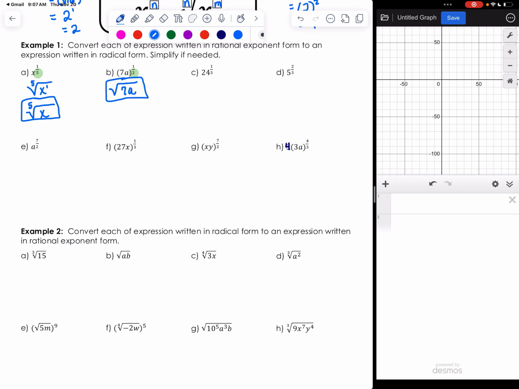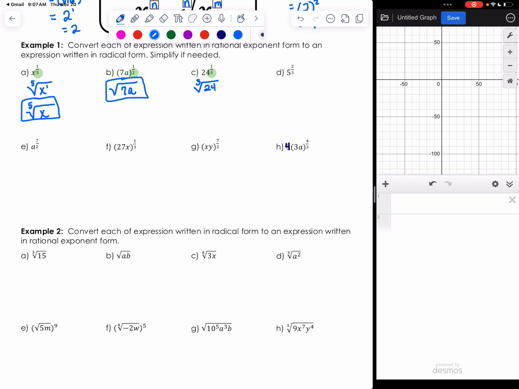Okay. Problem C, 24 to the 1/3 power. This time our denominator is 3, so we're going to use a cube root to simplify this. So this would be the cube root of 24 to the 1 power. But I'm not going to write the 1 because 24 to the 1 is still 24.